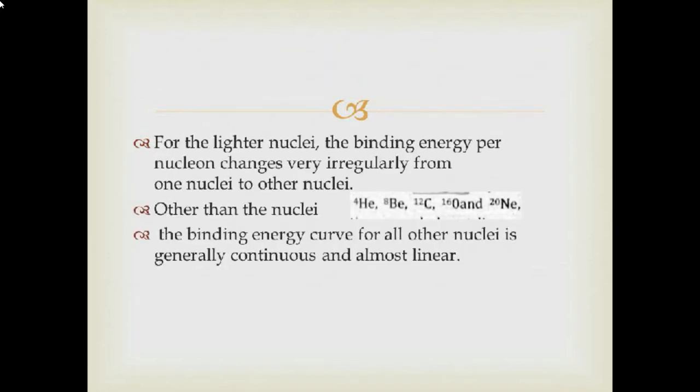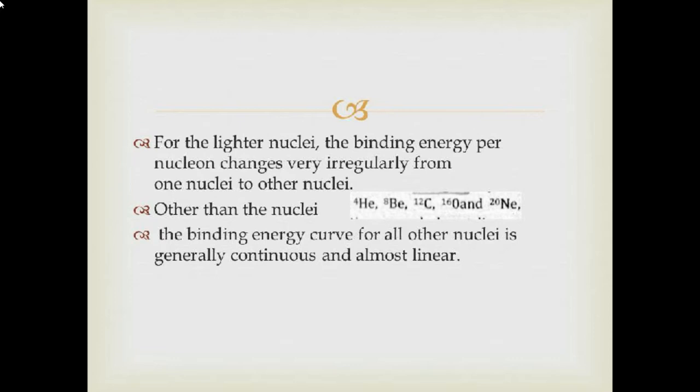For the lighter nuclei, the binding energy per nucleon changes very irregularly from one nucleus to another. So when we move in the periodic table, irregularity is observed for the light elements. Other than some nuclei, we are discarding nuclei such as 4He, 8Be, 12C, 16O and 20Ne. The binding energy curve for all other nuclei is continuous and almost linear.